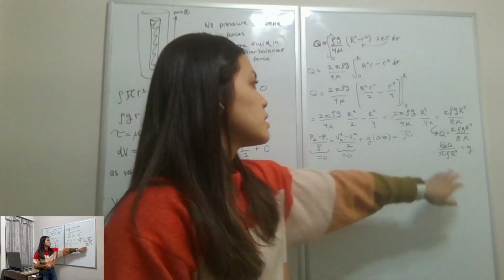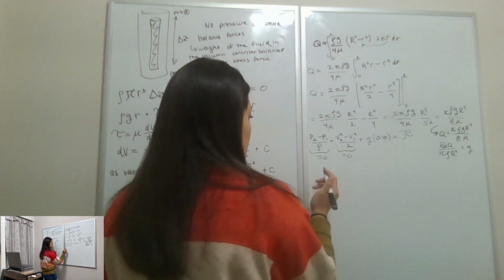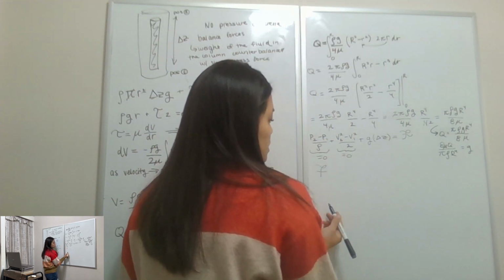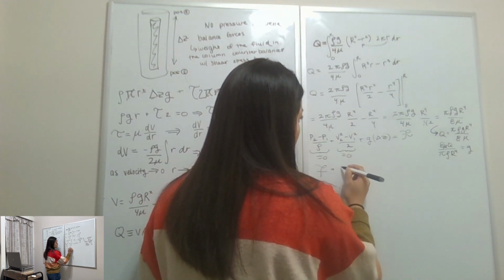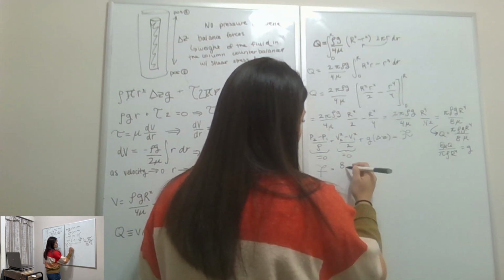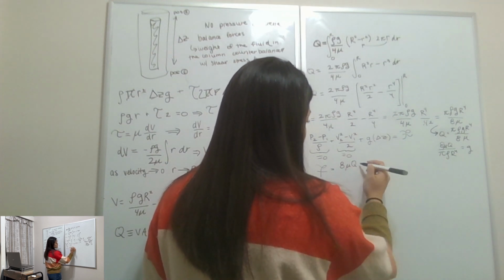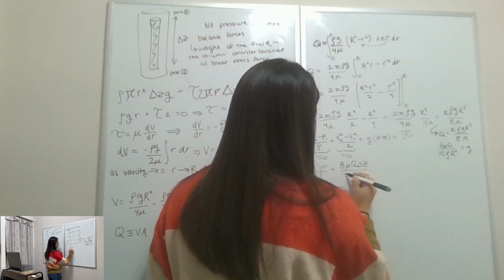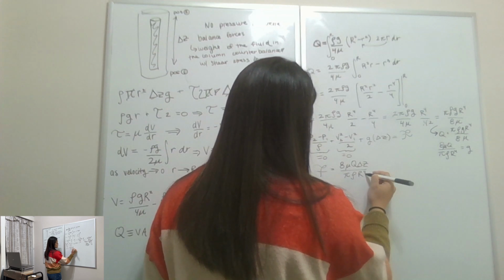So if we plug this in for this gravitational acceleration here, we get that the frictional heating is equal to 8 times the viscosity times the flow rate times the change in height divided by pi times the density times the outer radius to the fourth.